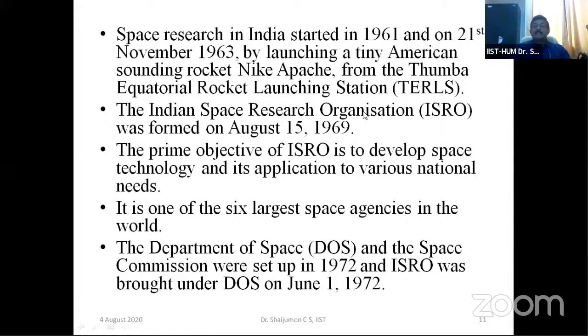The Department of Space and the Space Commission were set up in 1972, and ISRO was brought under the Department of Space on June 1st, 1972. So there is a separate department named the Department of Space, which came in 1972, and ISRO has been under the Department of Space since then.